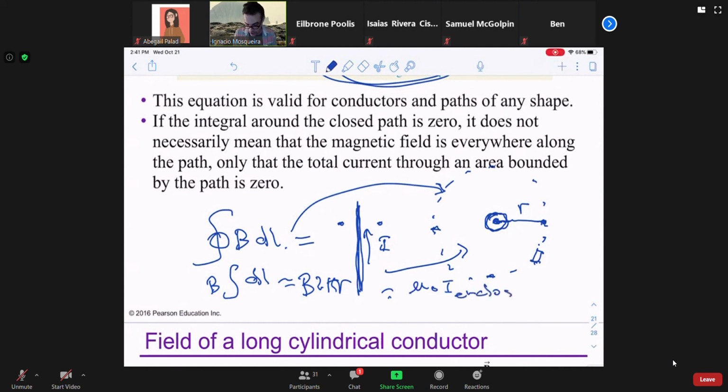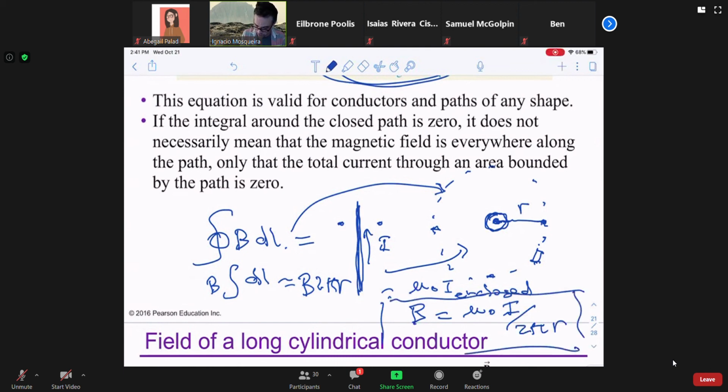What is the current enclosed in this case? It's whatever current is punching through your circle, that's the enclosed current. So that's just the current in the wire. So the B field therefore equals mu 0 I over 2 pi r. Wow, we didn't do anything, but that is the answer.